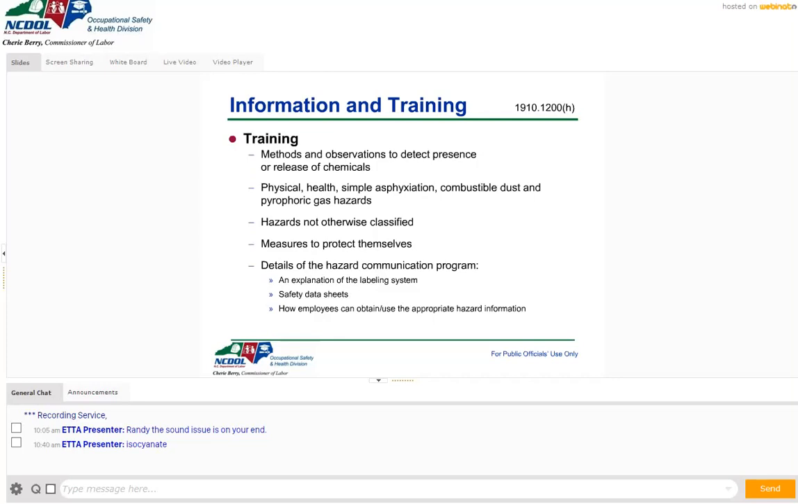Training. You're also going to put in your program how employees detect the presence or release of chemicals. In other words, an employee goes in the room, they smell something weird, they need to be communicating, and the safety official at the company or somebody is going to decide whether we have to evacuate. Somebody has to have an answer because it could be a dangerous situation.